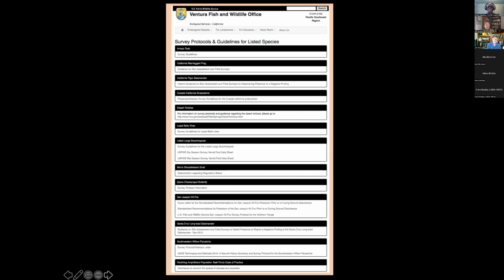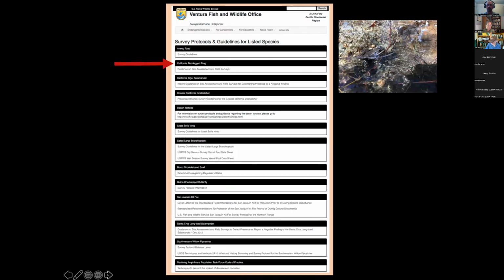So if you don't work out of the Sacramento area, you work maybe down in Santa Barbara County or somewhere even further south, the Ventura office has their own survey protocols and they can be different. So be aware of that, and you want to read the protocol for that Fish and Wildlife Service field office. In this case, they have a foothill yellow red-legged frog survey protocol. You want to read it beginning to end, because even though it may start out sounding just like the Sacramento field office survey protocol, it may be slightly different, and you should know that before you start, because if you don't, they're going to reject your surveys out of hand, and you'll have to start over.